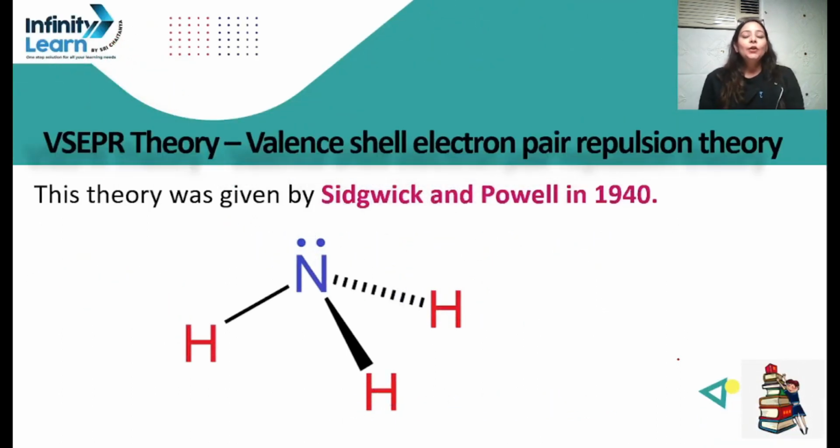Okay, now let's start with VSEPR theory. So VSEPR theory means valence shell electron pair repulsion theory, right? This theory was given by two scientists, Sidgwick and Powell, in 1940. Now, what forms the basis of this theory?